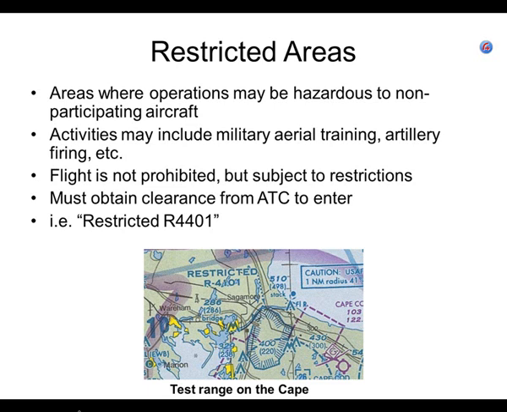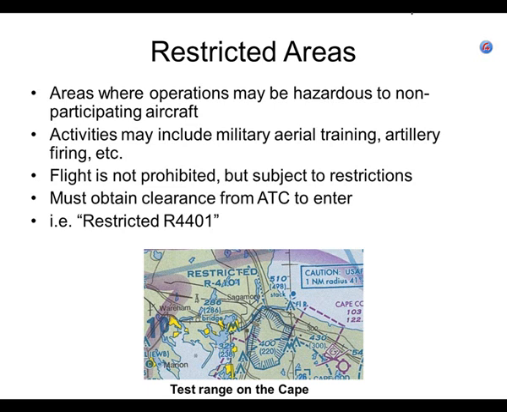So if you see it, now you know where to go to find the data on how big it is, how tall it is. Does it say who to talk to or anything there? What else does it say on that line? Does it say Oakland Center? You'll notice it says controlling agency is Oakland Center. And you're like going, Oakland Center? Who in the world is Oakland Center? Because that's not Oakland Approach or Oakland Tower.